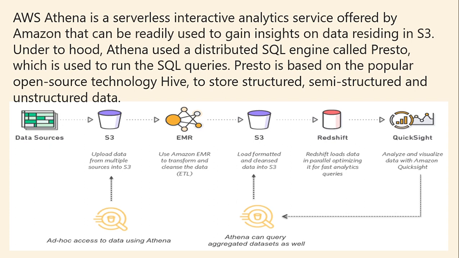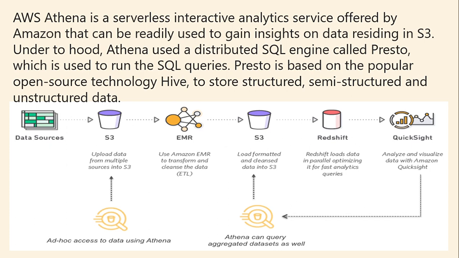In this diagram, you can see that we have a data source from where we upload the data into S3. The data can be from multiple sources and can be stored on S3. We can use Amazon EMR to transform and cleanse the data, and we can do ad hoc access or query on this S3 bucket using Amazon Athena. We don't need to write any single code. You can directly query from the S3 bucket.